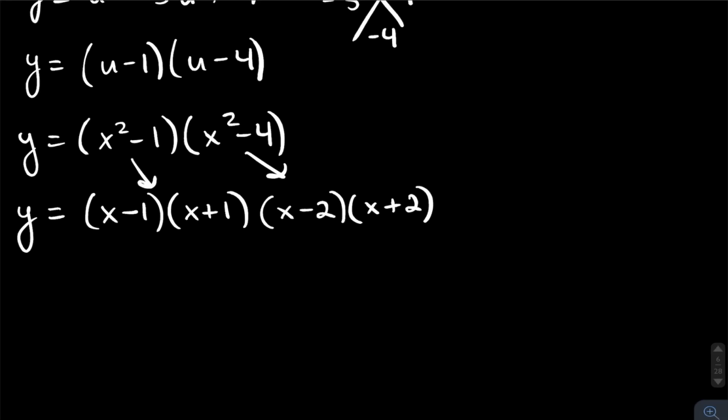Oh, sorry. Is that right? Let me make sure I did this right. Yes, I did. Because you would get x squared minus 2x plus 2x, and then you get a minus 4. Sorry, I kind of messed that up in my notes.